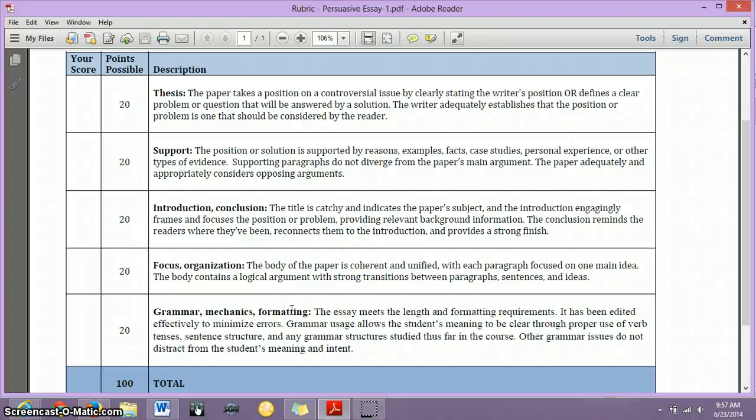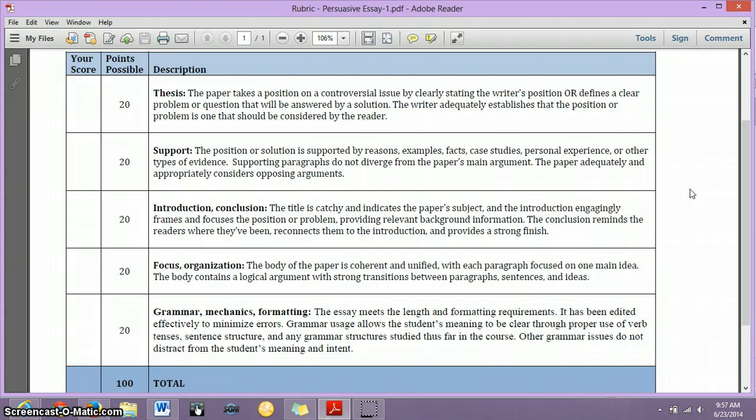To help you on your papers this week, I thought I would go over with you the rubric that you have been given online for the persuasive paper, as well as an example essay that helps to exemplify this rubric, as well as the expectations that you have for the paper itself. So I hope that you find this information helpful.